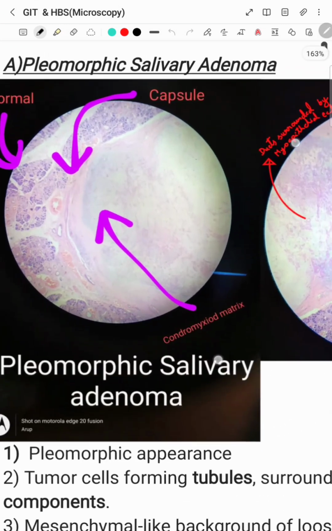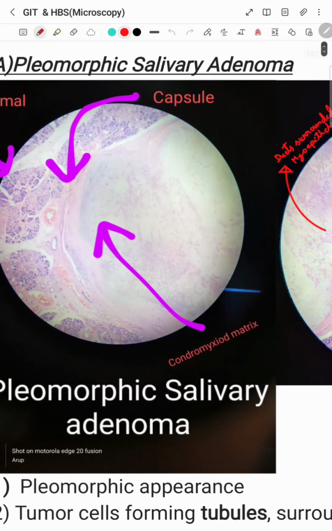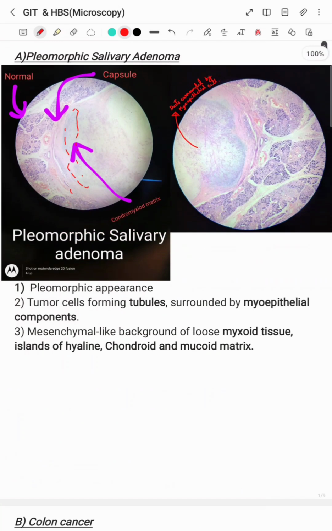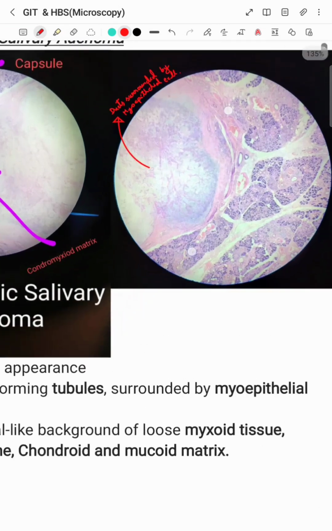So here we can see these are the normal tissue of the gland. Okay, and it is the capsule. And here you can see some bluish area. It is mainly the chondromyxoid matrix. Okay, and here you can see both two are the same structure.